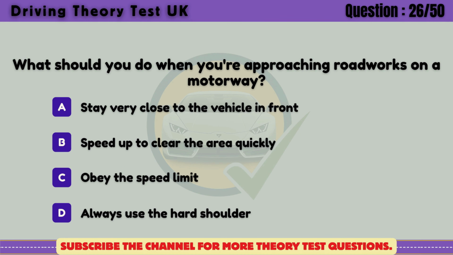Question 26. What should you do when you're approaching roadworks on a motorway? Option A. Stay very close to the vehicle in front. B. Speed up to clear the area quickly. C. Obey the speed limit. D. Always use the hard shoulder.